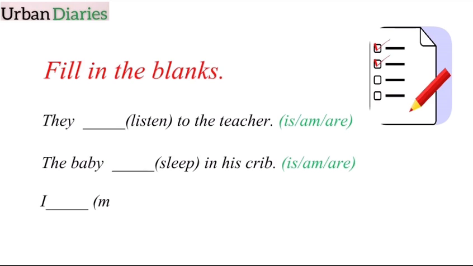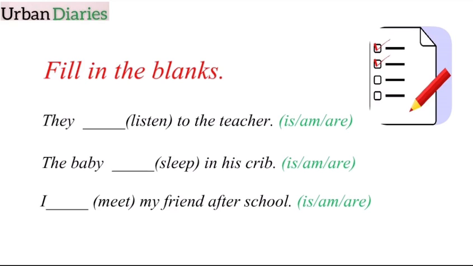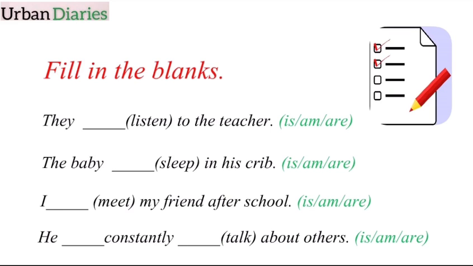Number 3, I dash meet my friend after school. Write the correct helping verb according to the subject and correct form of the verb. Number 4, he dash constantly talk about others. There are 2 blanks in the sentence, one is for the helping verb and one for the main verb.